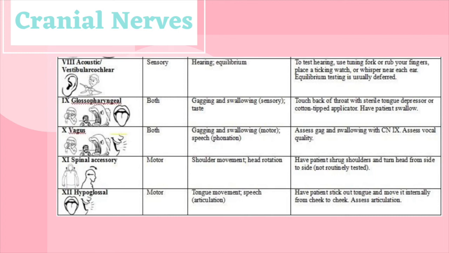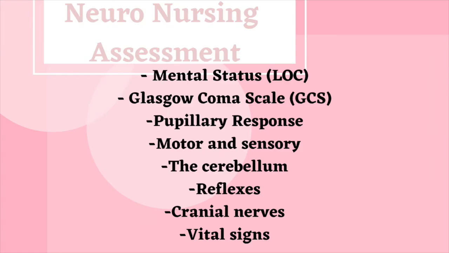Cranial nerve 11 is spinal accessory, which is motor: shoulder movement, head rotation. Have patient shrug shoulders and turn head from side to side. And of course, cranial nerve 12, which is hypoglossal, motor: tongue movement, speech, so articulation. Have patient stick out tongue and move it internally from cheek to cheek. Assess articulation. So a quick recap on what we have discussed.